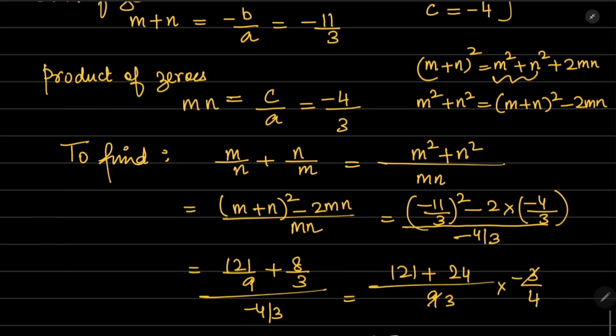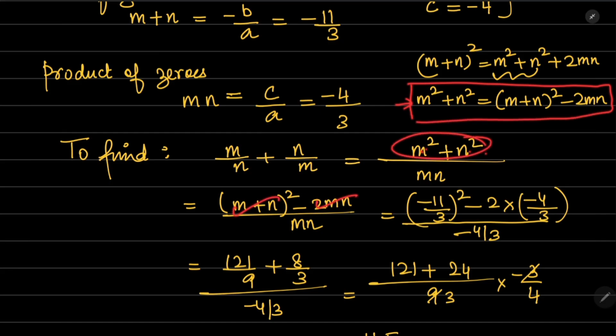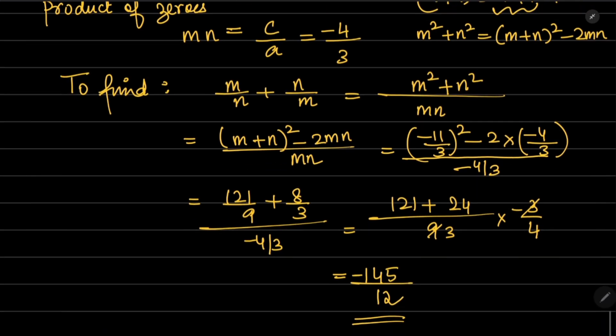See, you had to find out m/n + n/m. You have taken the LCM and just substituted. But in order to do that, you should know the sum of the squares of the zeros. So you should remember this identity, m² + n² = (m + n)² − 2mn. You can replace the numerator with that, and the sum of the zeros is −11/3. Just substitute in place of m + n, and in place of mn you can substitute −4/3, and calculate it very correctly. Take care of the signs also. So the final answer is −145/12.